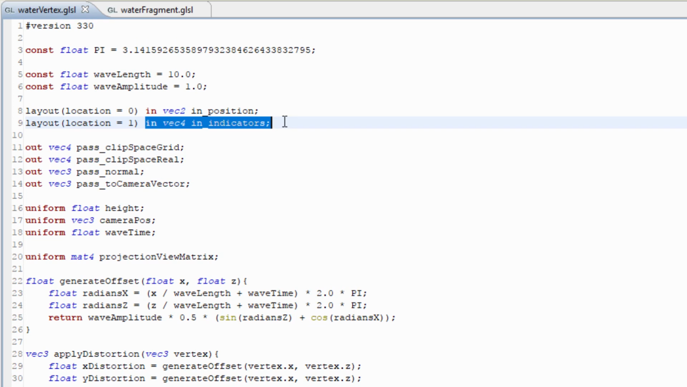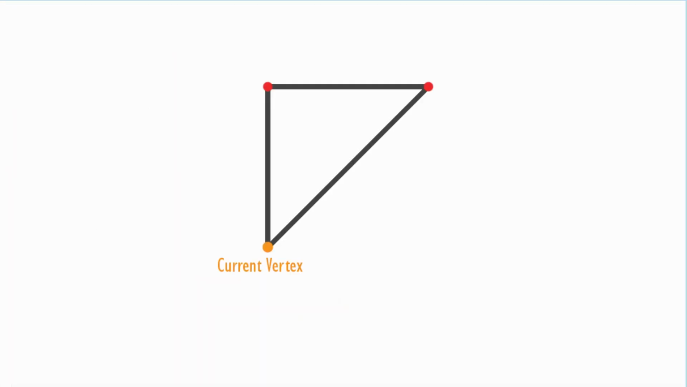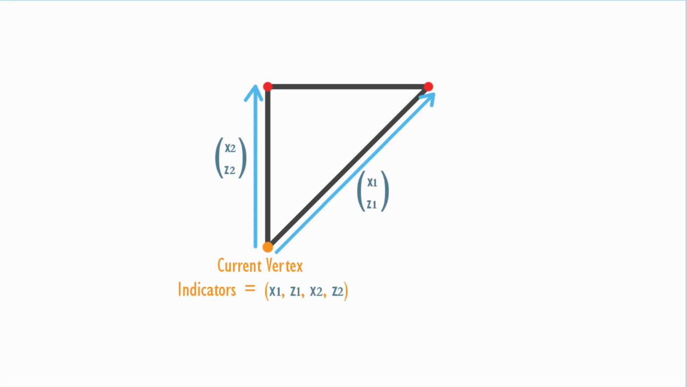For each vertex in the mesh, we're going to store 4 extra values which indicate where the 2 other vertices in the triangle are. To do this, we're just going to provide the x and z offset of the 2 other vertices in relation to the current vertex. Or in other words, the indicator contains the 2 vectors going from the current vertex to the 2 other vertices, and I think this diagram here explains it better than I can.